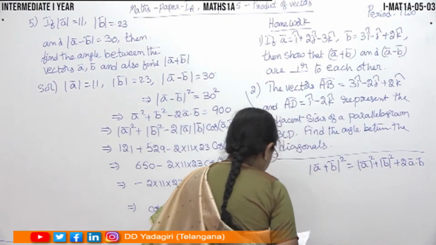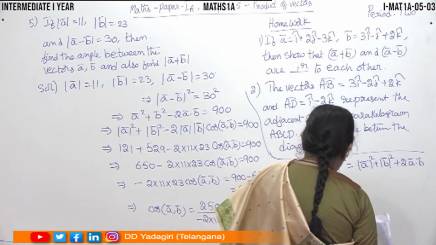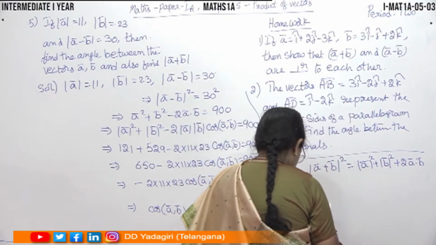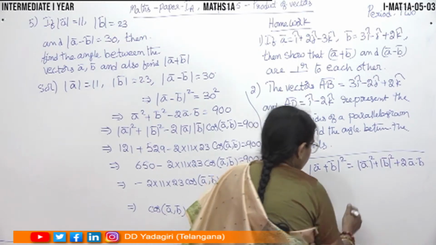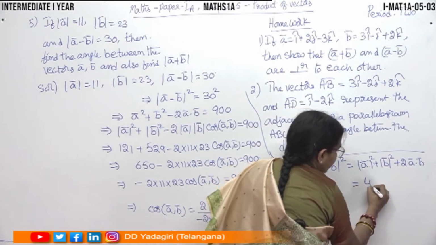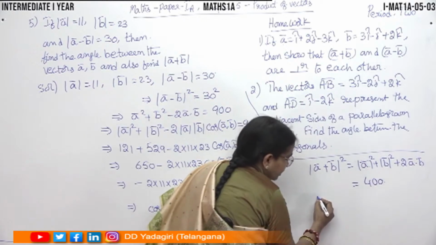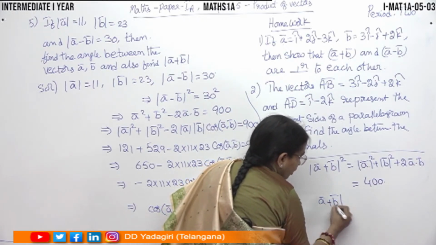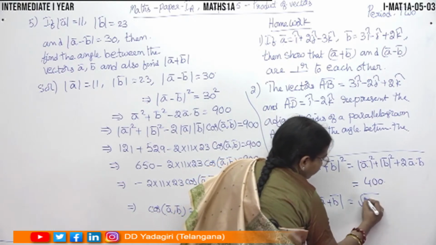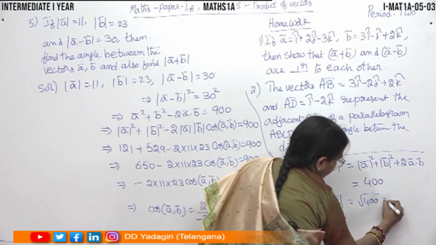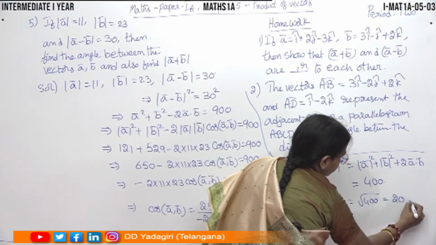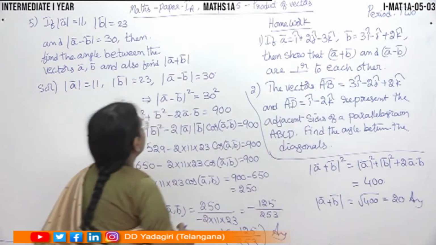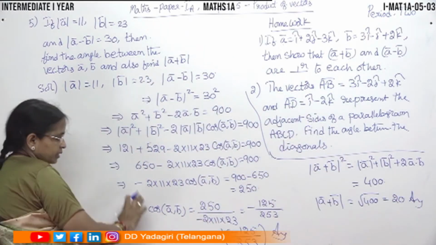So mod A plus B whole square you will get as 400 after simplification. So mod A plus B is root of 400, that is 20. So this is your answer. To find mod A plus B you will do like this.